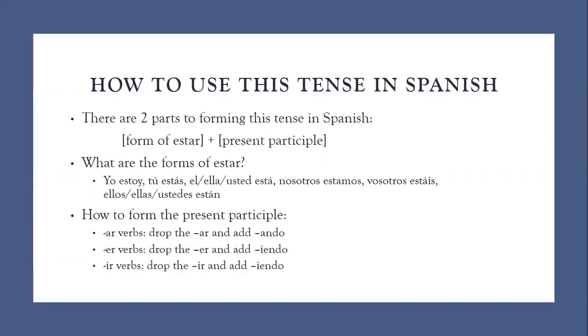All right, so let's go over how to form a present participle in Spanish. If you're dealing with an AR verb, you're going to drop the AR and add ando. If you're dealing with an ER or an IR verb, drop the IR or ER and add iendo. Okay, so let's see how this looks.